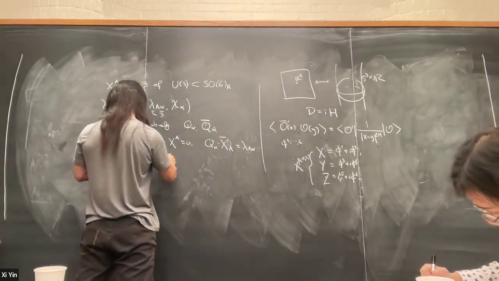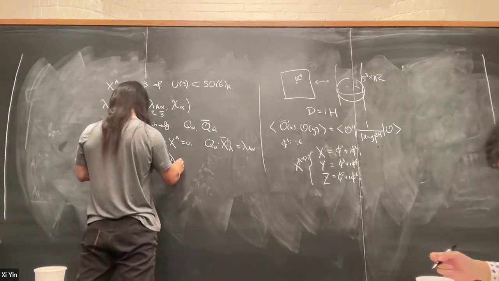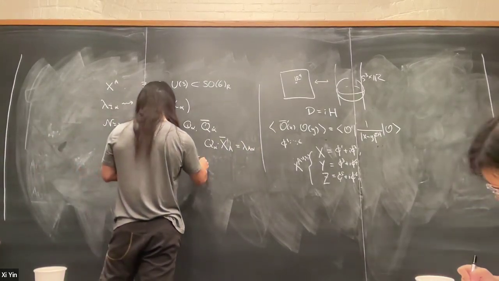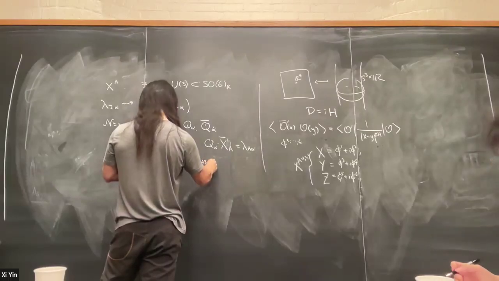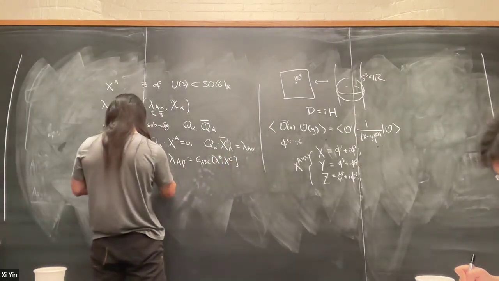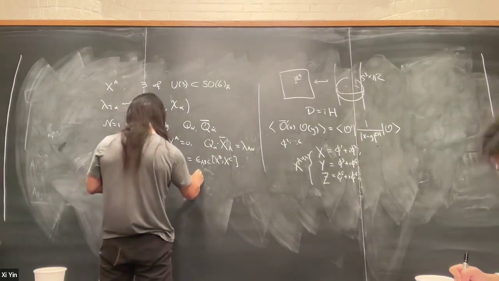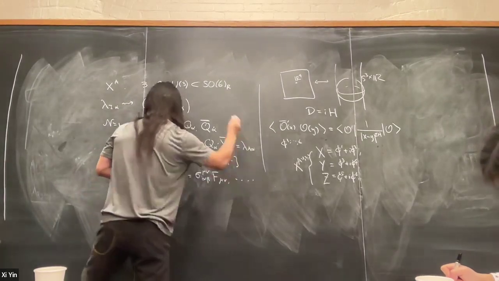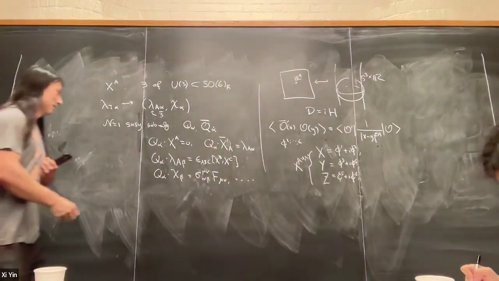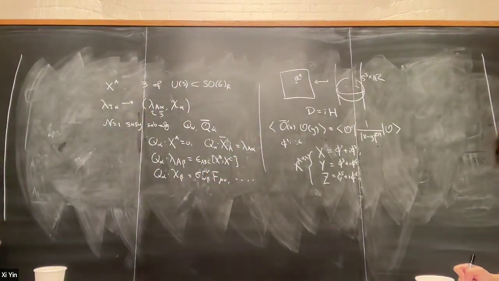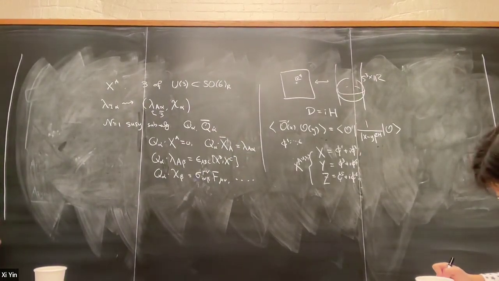Q alpha lambda_A beta is equal to epsilon_ABC X_B X_C, and Q alpha chi beta is sigma^{mu nu} F_{mu nu}, etc. So I'm writing down the same set of supersymmetric transformations, but now organized in this U3 notation. Not a big deal, it's just notation. All right.